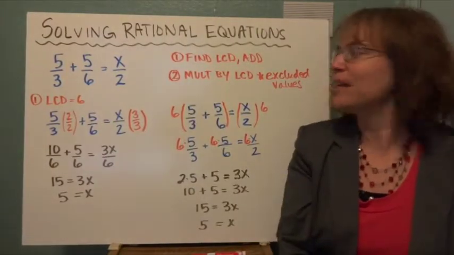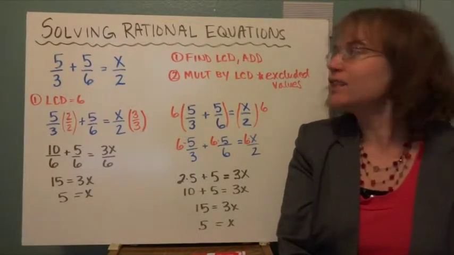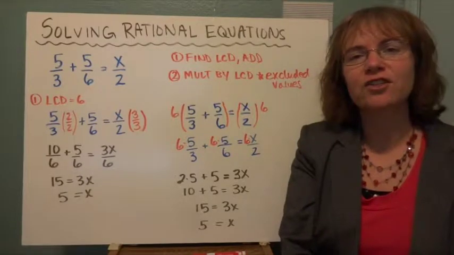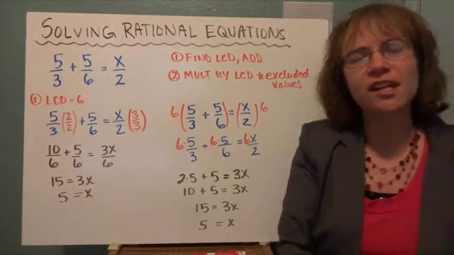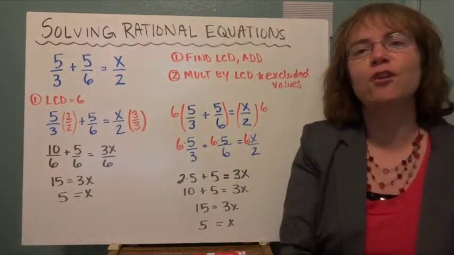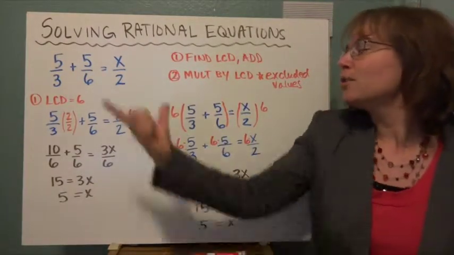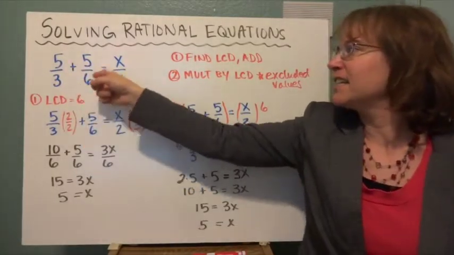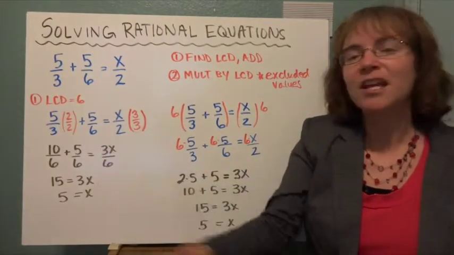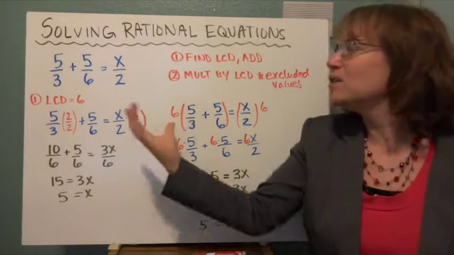Solving rational equations. So we've looked at rational functions and we've looked at rational expressions, but what if we have rational expressions in an equation and we want to solve for a variable? So let's take a pretty simple example. We have 5/3 plus 5/6 equals x over 2. Now there's actually two ways we could do this.